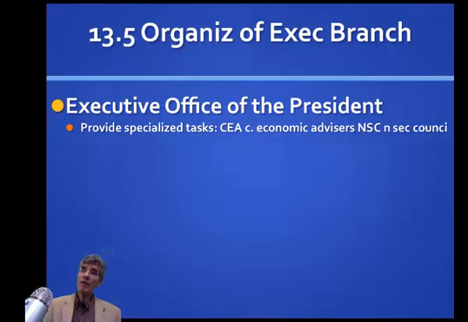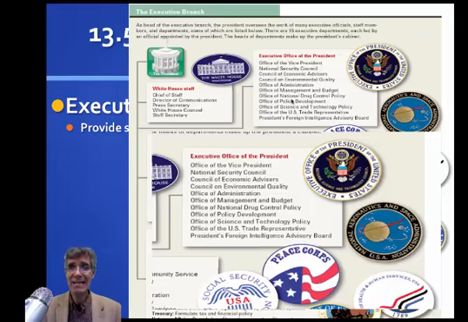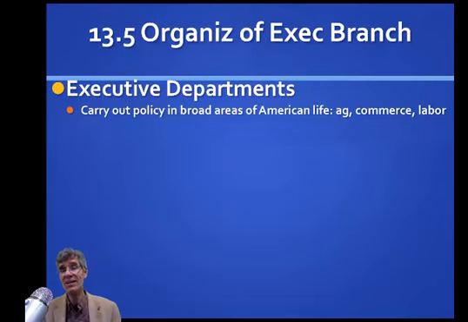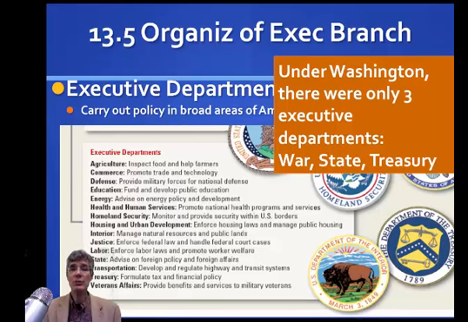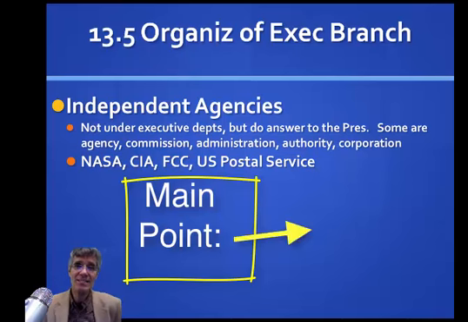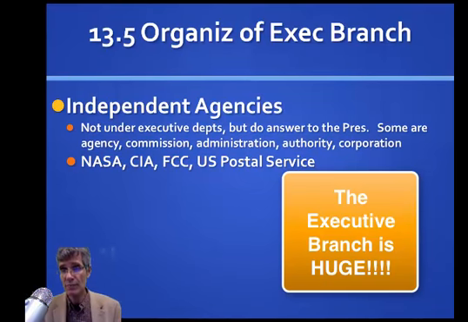The executive office of the president is advisors about certain things. That's up here, the Office of the Vice President, the National Security Council, Council of Economic Advisors. That is the executive office of the President. Then there's also the executive departments, his cabinet: agriculture, commerce, defense, education, energy. Showing how much we've grown, under President Washington there were only 3 executive departments, the War, State, and Treasury. But that's grown much bigger today. And then there's all the independent agencies, NASA, the CIA, the FCC, the U.S. Postal Service. They're not under any one of those executive departments in the cabinet, but they do answer to the President. There's agencies, commissions, administrations, authorities, corporations. So again, there are millions of people that work for the executive branch. It's the biggest branch of government, and they all answer to the President.